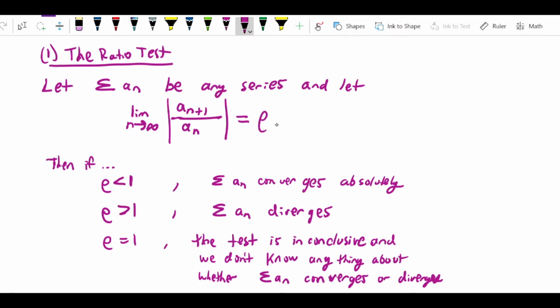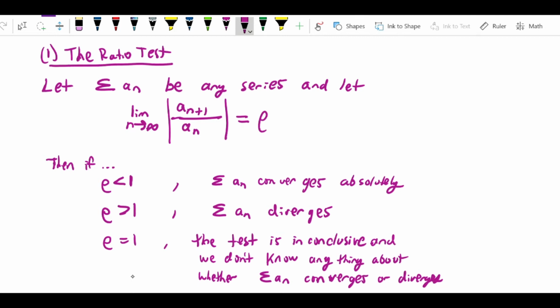So if rho is less than 1, then what we know about the series is that it converges absolutely. In other words, its positive term series converges, and therefore by the absolute convergence test, so does the regular series. If rho is greater than 1, then we say that the sum of an diverges. And if rho is equal to 1, then the test is inconclusive. We don't know anything about this series, and we don't know whether it converges or diverges, and the only way to determine whether it does is to use some other test. So that's the weakness in the ratio test, is we might get an inconclusive answer.